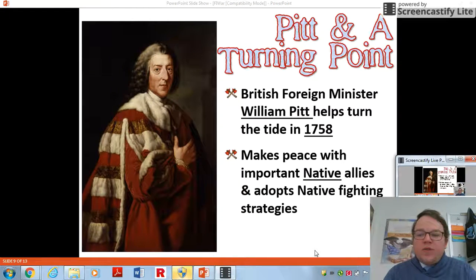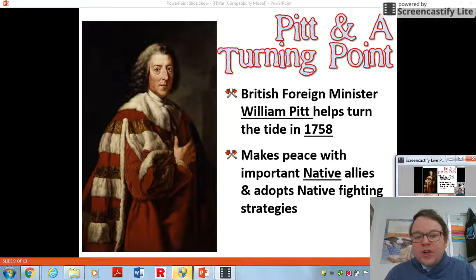The turning point for Britain is going to be the hiring of William Pitt. And yes, Pittsburgh is named after him. He becomes the foreign minister, the person who's going to be running the war for Britain, in 1758. The first thing he does is make peace with Native Americans. So a lot of Native Americans are now going to help the British. They're also not going to help the French, which is a key point.